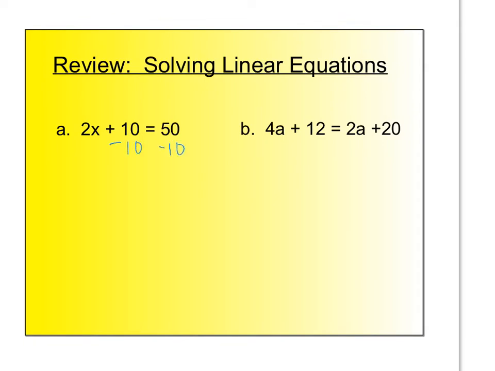So whatever you do to one side of your equal sign, you're going to do to the other. You're going to wind up with 2x on the left and 40 on the right. And then the last thing, the fourth step, is you would divide or multiply by the coefficient. And so in this case, we have 2 times x. So the opposite of multiplying is dividing. We're going to divide by 2.